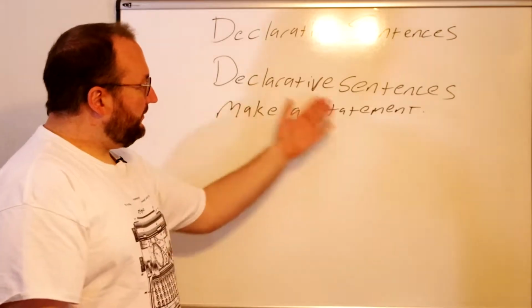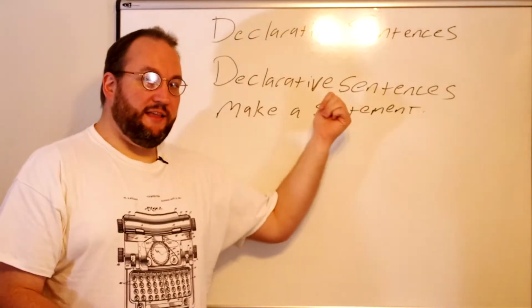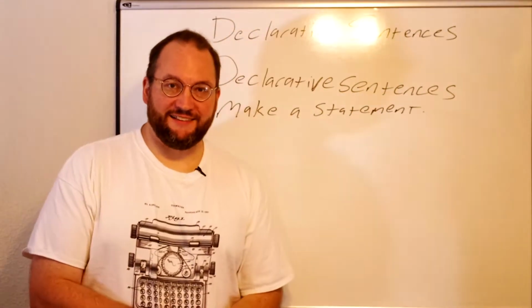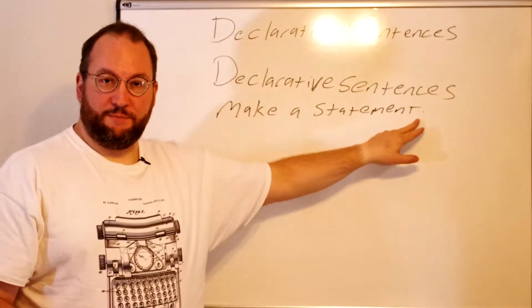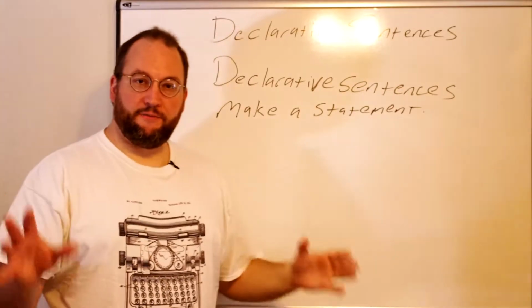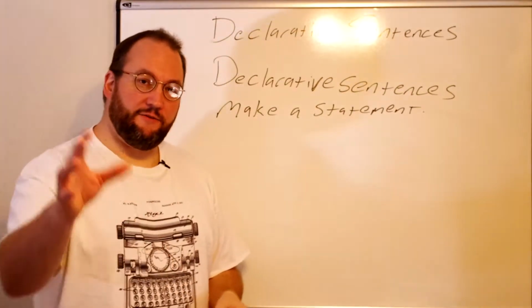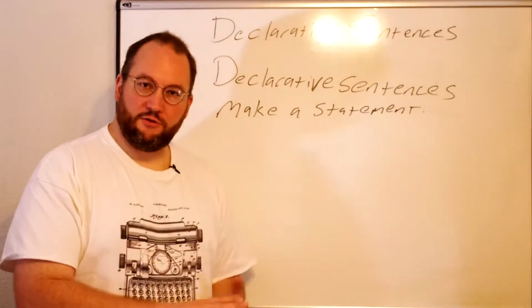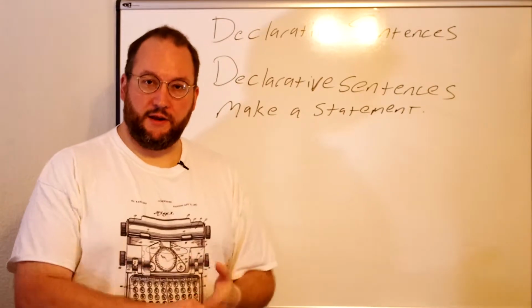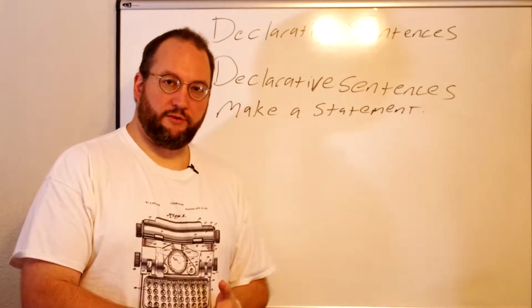So declarative sentences make a statement. This is what they do, and this is an example of a declarative sentence. A declarative sentence always ends with a period, end of story. This is what they need to end with. That's the piece of punctuation that ends this declarative sentence. And if you've seen my sentence structure video, a sentence itself is made up of subject, verb, and predicate. That's the three parts that are mandatory for any sentence.